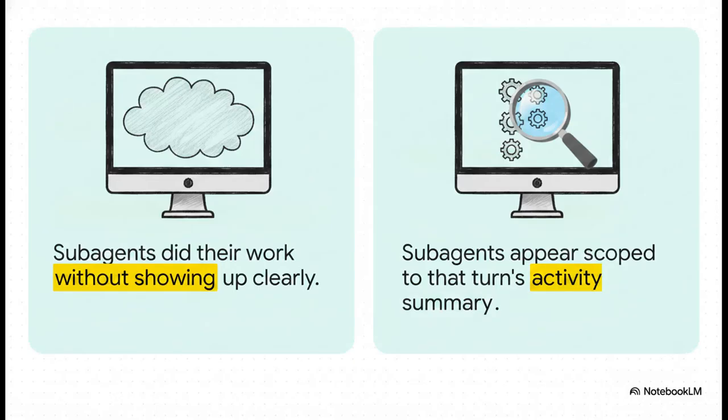Let's compare that directly. Before version 2.1.198, subagents did their work without showing up clearly in focus mode's view. They were just too invisible, which left you guessing about their progress or what logical paths they were even taking. But now, subagents appear scoped specifically to that turn's activity summary. You don't have to go digging through raw terminal logs anymore or disable your focus entirely just to figure out what happened behind the scenes. The context is perfectly, neatly contained.